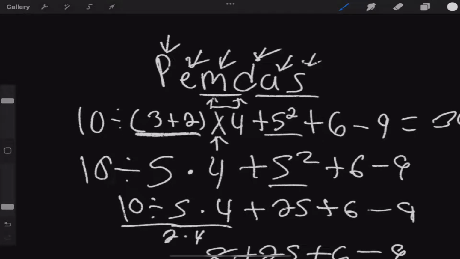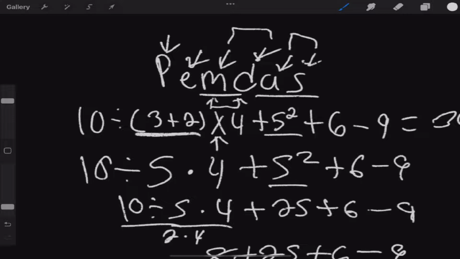And even if we went through and did this how we weren't supposed to, and let's say we did 5 times 4, and we get 20, 10 divided by 20, what is that? That's 1/2. 1/2 plus 25 plus 6 minus 9, that's not going to give you 30. So this is why you have to go in order from left to right, and you also have to go in the order of PEMDAS. But remember that these two are interchangeable with each other.